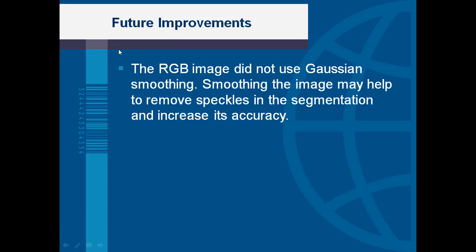Now, in the future, a Gaussian blur with a 3 cross 3 kernel size can be used for blur reduction. This will help to enhance the accuracy of the results.